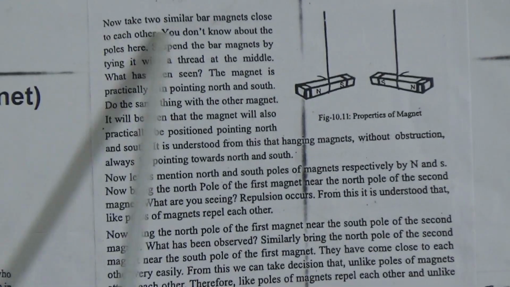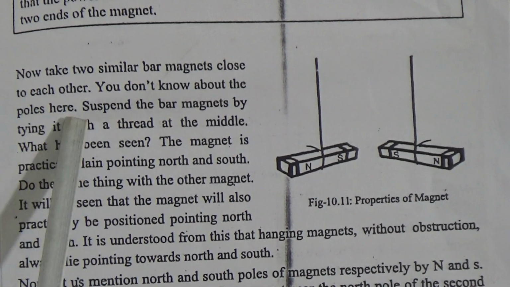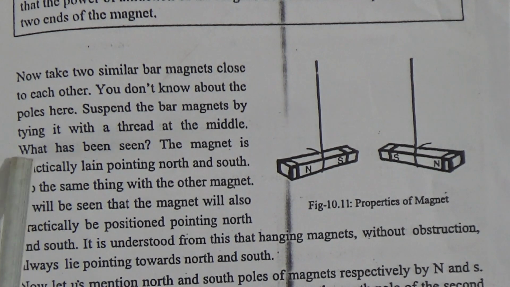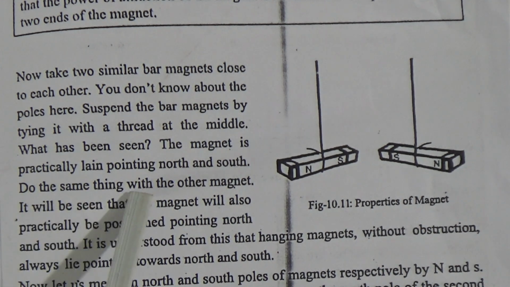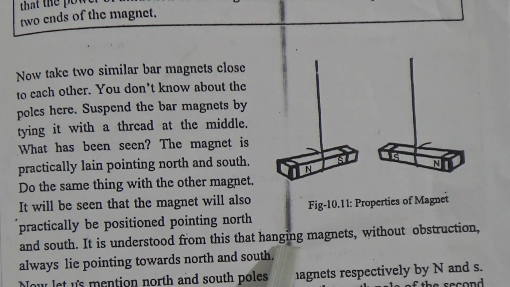Let's discuss another part of this chapter. Now take two similar bar magnets. You don't know about the poles here. Suspend the bar magnet by tying it with a thread at the middle. What has been seen? The magnet lies pointing north and south. Do the same thing with the other magnet. It will be seen that the magnet will also be positioned pointing north and south. It is understood from this that hanging magnets without obstruction always lie pointing towards north and south.